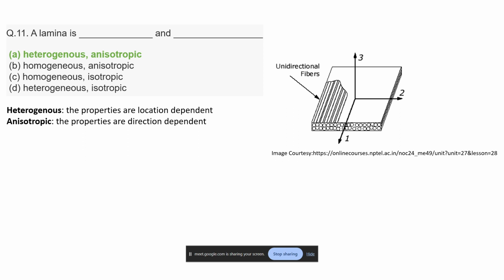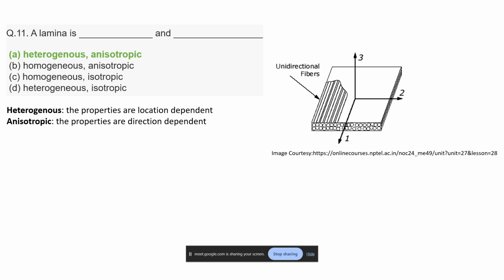Now in the lamina, the matrix is isotropic. That is, it is a continuous phase and the properties are the same in all directions. But the reinforcement that we use is not isotropic. Its transverse modulus and longitudinal modulus will be different. That means in all three directions, three axes, its value will be different, and so will the strength of the reinforcement.